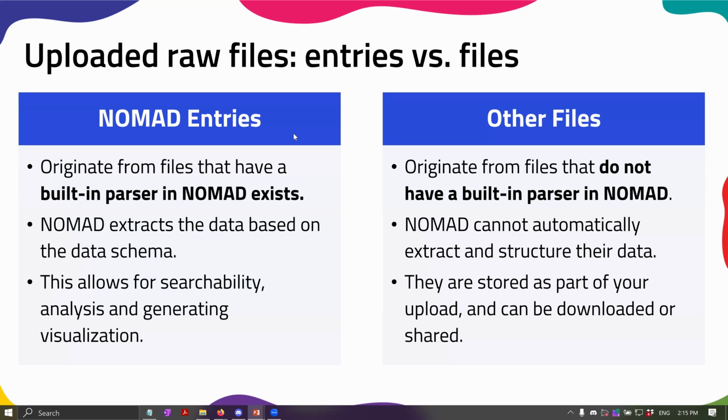Before doing so, I'll give a summarized explanation of the difference between NOMAD entries and other files. So NOMAD entries basically are data processed by NOMAD. They originate from files that you upload, which have built-in parsers in NOMAD. It means that NOMAD can read them, understand the structure, and apply the NOMAD structured metainfo to them. Entries can be searchable, they can be analyzed, and you can generate visualizations from them. In addition, they have dedicated pages in the NOMAD GUI.